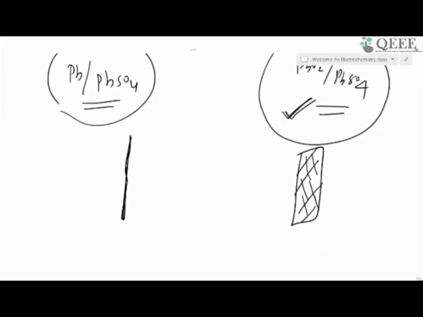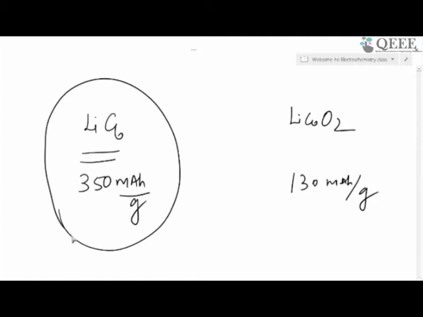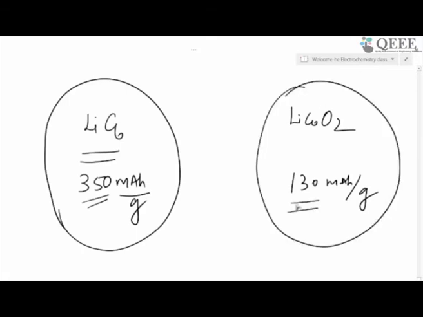So now if I get back to the lithium battery, in a lithium battery, the capacity of the lithium anode, for example LiC6, is about 350 milliampere hour per gram. Milliampere hour per gram is going to be in the unit of coulombs per gram, correct. If you take lithium cobalt oxide, that is about 130 milliampere hour per gram. So for 1 gram of LiC6 you have about 350 milliampere hour, for 1 gram of LiCoO2 we have only 130 milliampere hour.